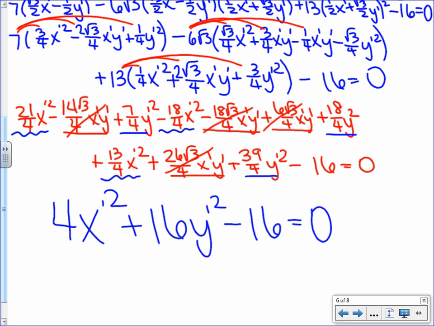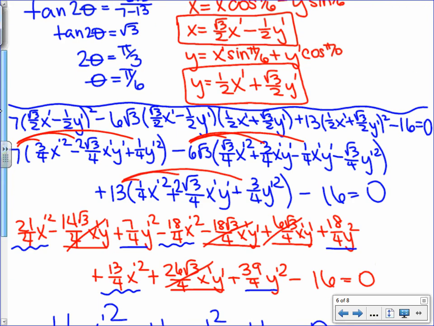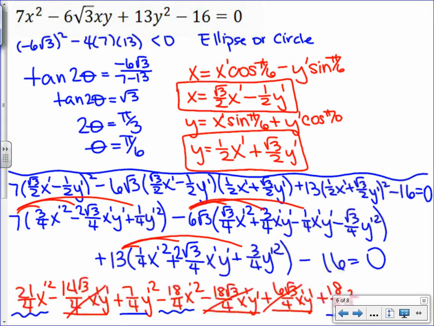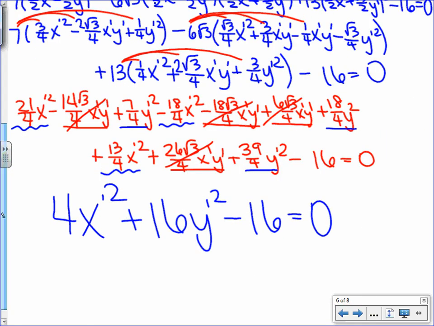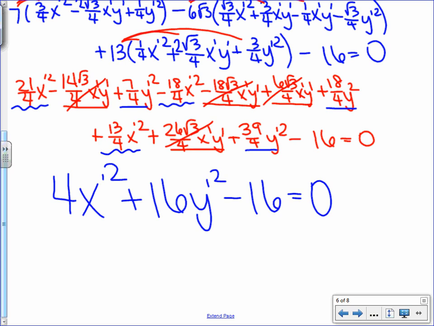Everyone can take a little bit of a deep breath, right? Okay, we made it. We're not done yet, but we made it. Remember, we're working on a rotation of pi over 6. So this is the equation for our pi over 6 axis.